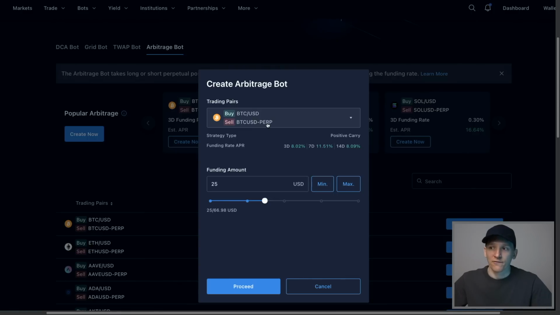We are then getting that funding rate, and you can see the funding rate APR is 8%, or over 14 days it's around 8 to 11% like that. This is known as a positive carry trade because we're selling the futures, we're getting the positive carry. The funding rate is positive, and so that's coming to us. Put any amount in here, just press proceed, and you open up that trade.